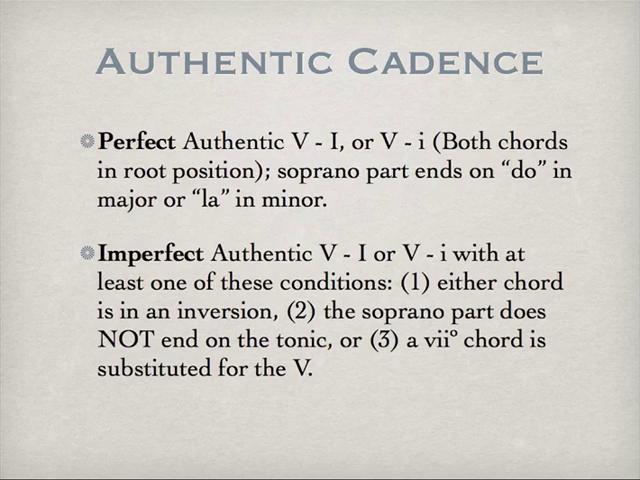An imperfect authentic cadence is again a 5 to 1 cadence, but it has at least one of these three conditions. It only needs one of them. It can have more. One, either chord, the 5 chord or the 1 chord, is an inversion. Two, the soprano does not end on the tonic. Or three, they use a 7 chord, a leading tone chord, instead of a 5 chord. So if any of those three things are present, then it's an imperfect authentic cadence. It still has to be a 5 to 1 or a 7 to 1 chord progression in order to be authentic.